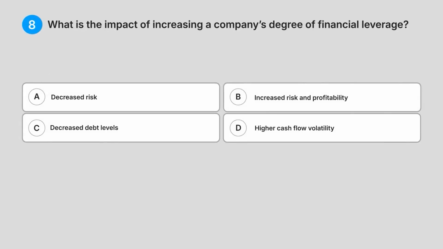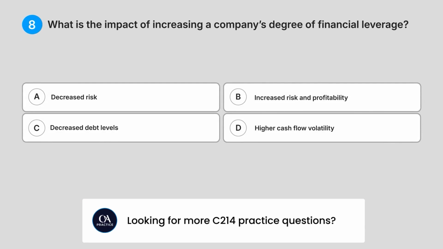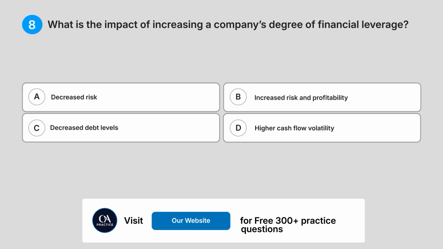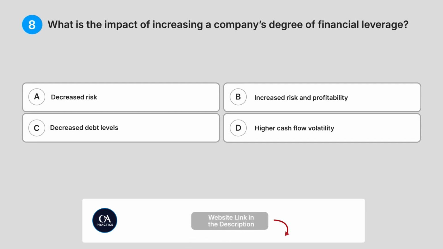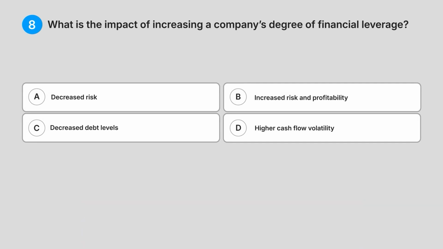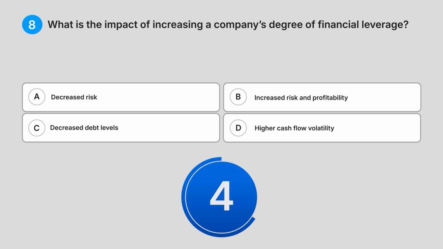8. What is the impact of increasing a company's degree of financial leverage? A. Decreased risk. B. Increased risk and profitability. C. Decreased debt levels. D. Higher cash flow volatility. Can you guess the answer?